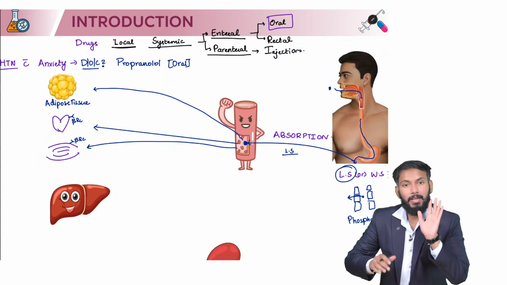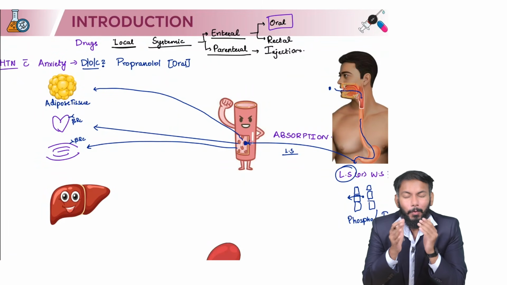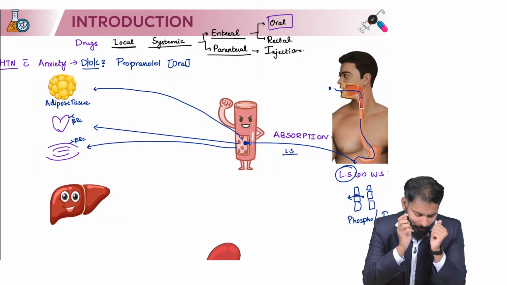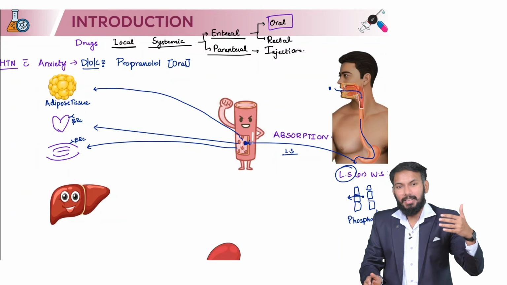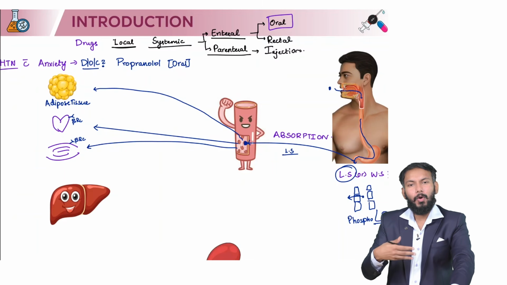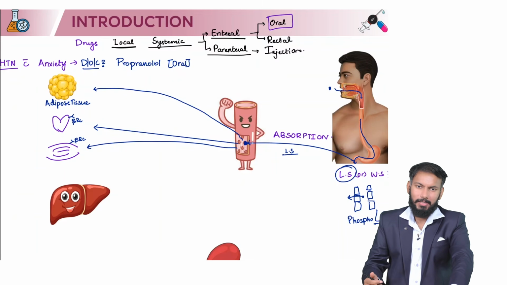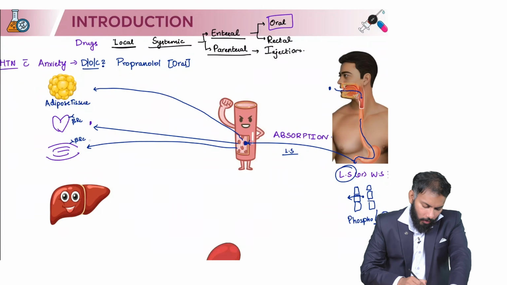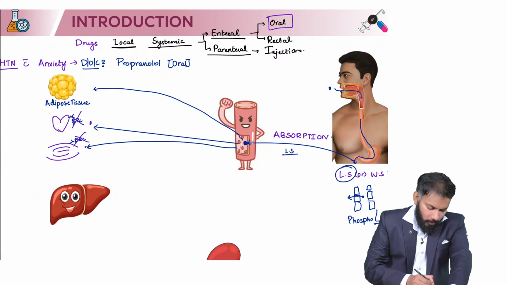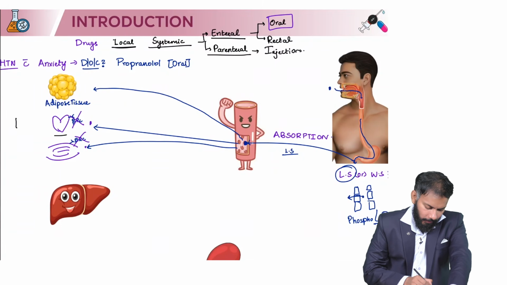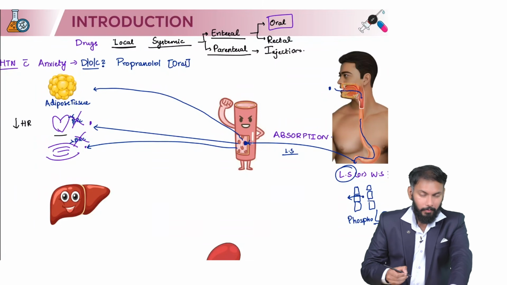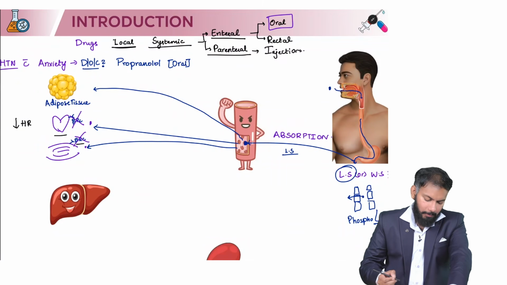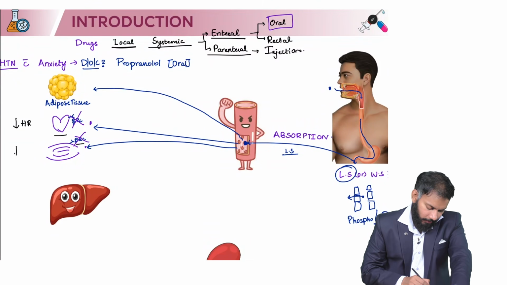Now, the most important concept that I want you to understand here: whatever effect you see in the body comes from the receptor. If you stimulate the beta receptor, there will be increased heart rate. If you stimulate the beta receptor on the skeletal muscle, it will cause contractions. Simple. Now, when this drug propranolol comes here, it will block the beta receptors. If it blocks the beta receptor in the heart, it will decrease the heart rate. If it blocks the beta receptor on the skeletal muscles, this will decrease the tremors.